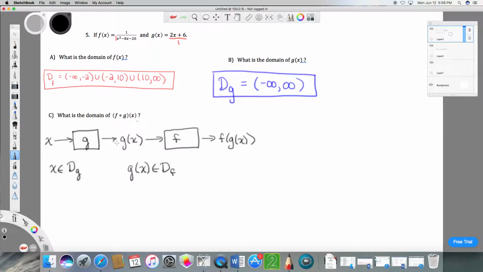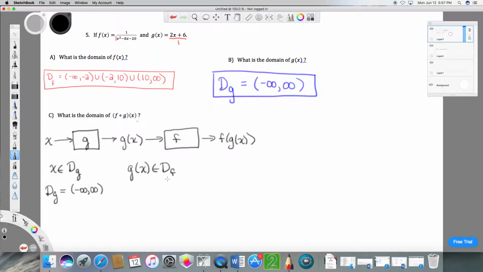Well, g is not very picky at all. G has a domain of all real numbers. So there's absolutely no problem with g. It doesn't cause us any restrictions. So we need to look and see if the restrictions will come from this function f.